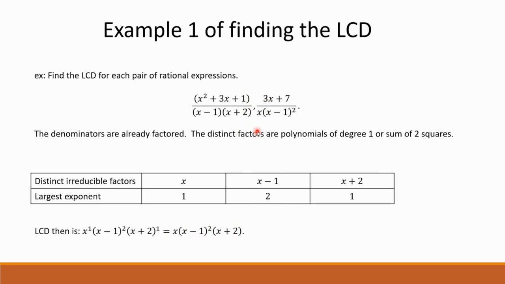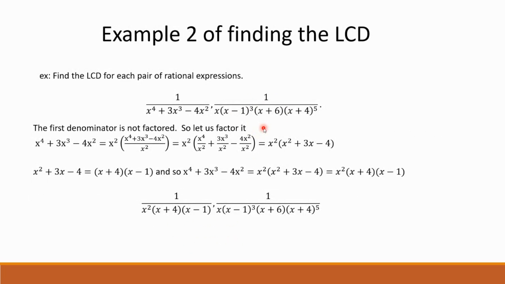Let's move on and practice finding the LCD for others as well. The idea, you can see, is not that terrible. It's very similar to working with rational numbers. So for this one, we have these two. Again, we're looking for the LCD. For this first one, we have this denominator. It's not factored, but we can factor it. The second one is already factored. Let's just factor the first one.